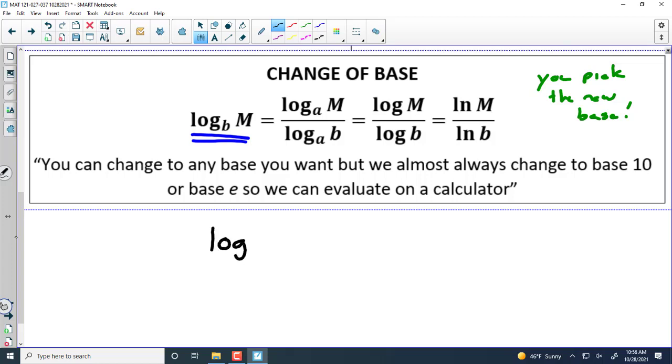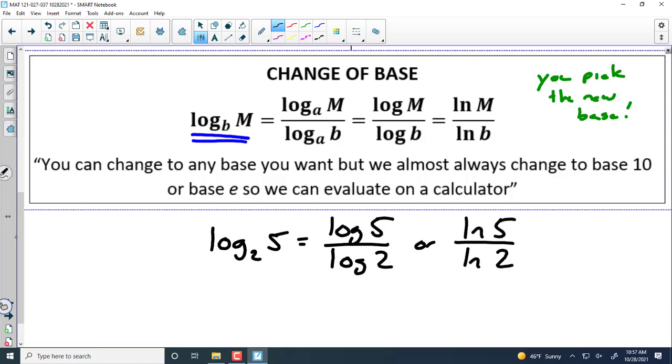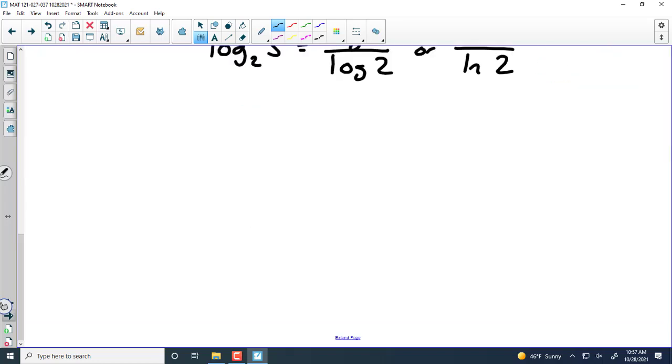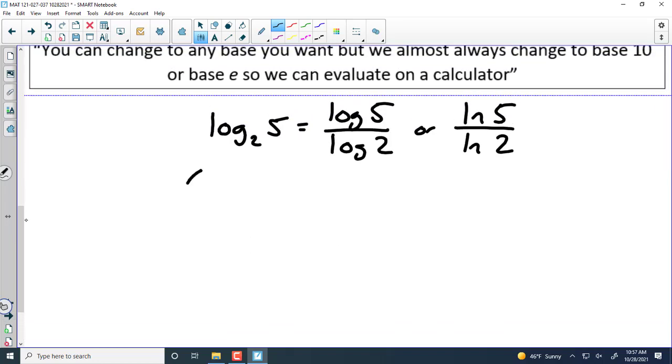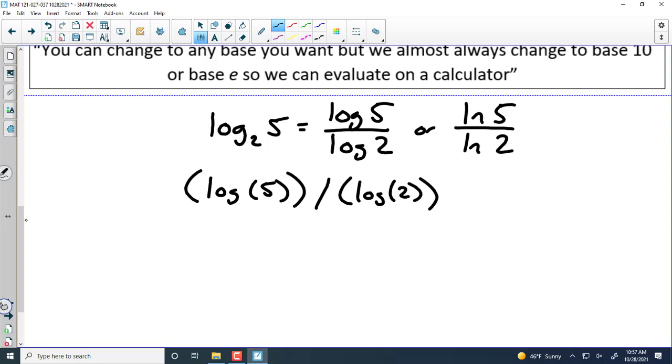So here's the punchline, everyone. Log base 2 of 5 can be rewritten as log of 5 over log of 2, or it can be written as ln of 5 over ln of 2. And I promise you, if you try both of those on your calculator, you will get the exact same answer. You will probably have to use parentheses on your calculator. And a lot of them put a parenthesis automatically around the number you're taking the logarithm of. So you're probably going to be looking at something like this on your screen if you do this.